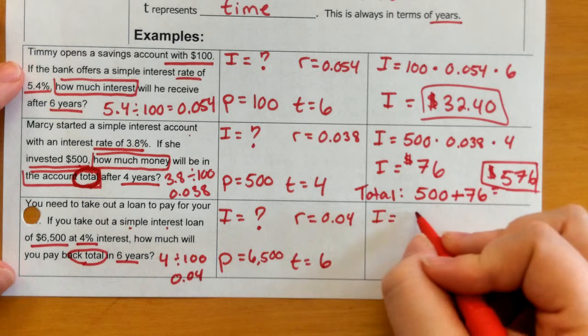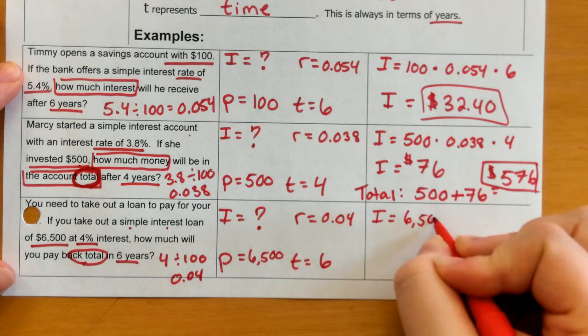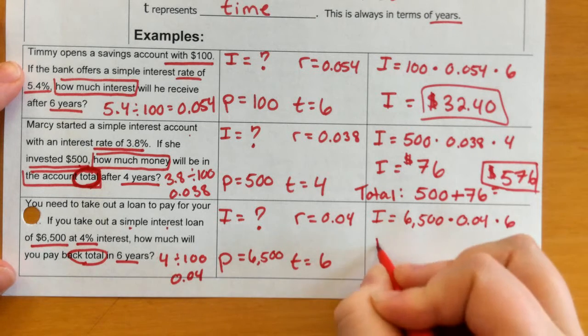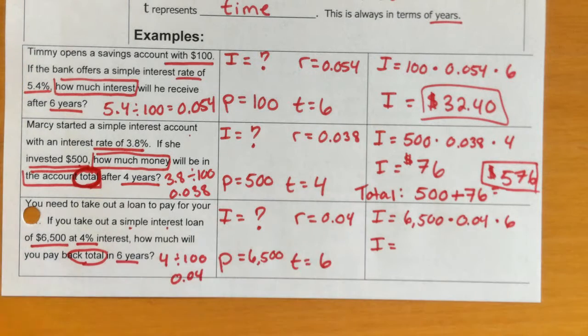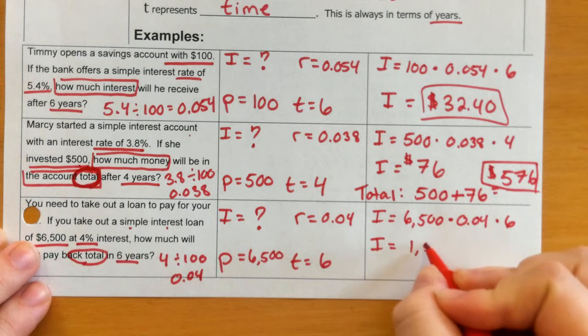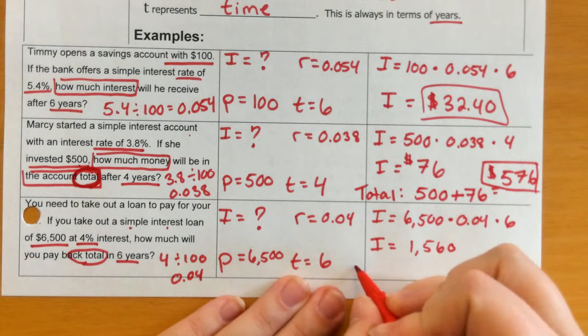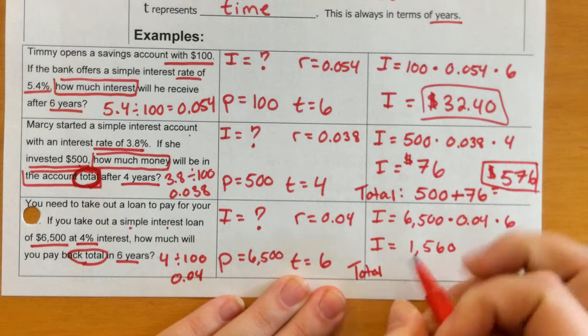So then over here, 6,500 times 0.04 times 6. 1,560. If you stopped here, you were able to find the interest, which is great. But again, if you look back at that question, they want to know how much will you pay back total. Since they want that total, we had to have gone back.